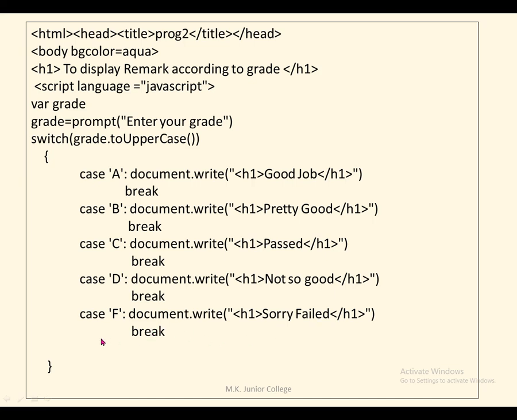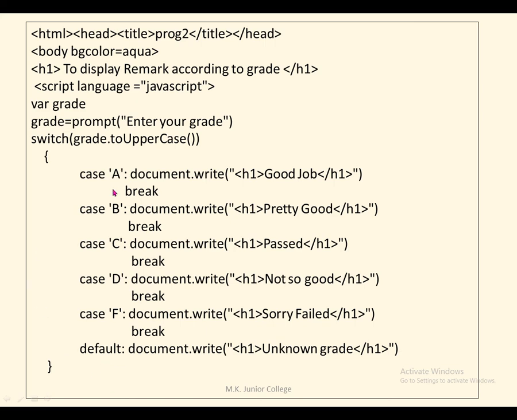Now, in your program you are checking for these 5 grades. If the user enters M, N, O, P, 1, 2, 3, 4, anything, because he is a user, he may enter anything. So if the cases are not matched, then what does default mean? Apart from this, if anything else is there, then you are saying document.write unknown grade. You are giving the message as unknown grade. I don't know this grade, whatever you are entering. So this message the user will get and your loop will come out.